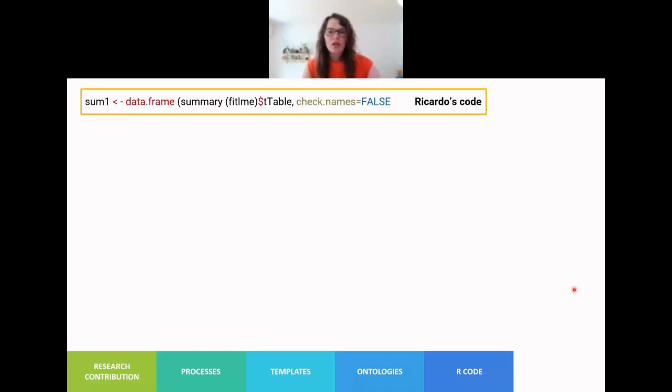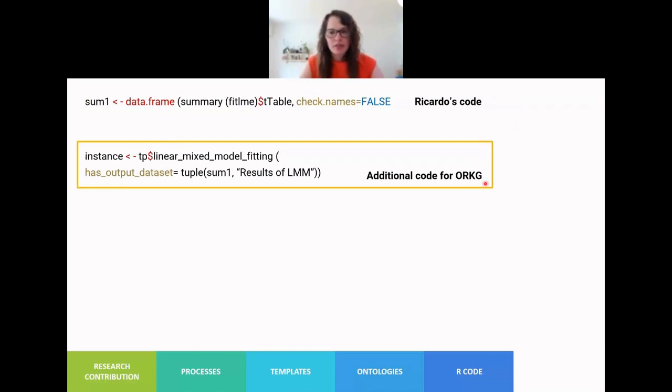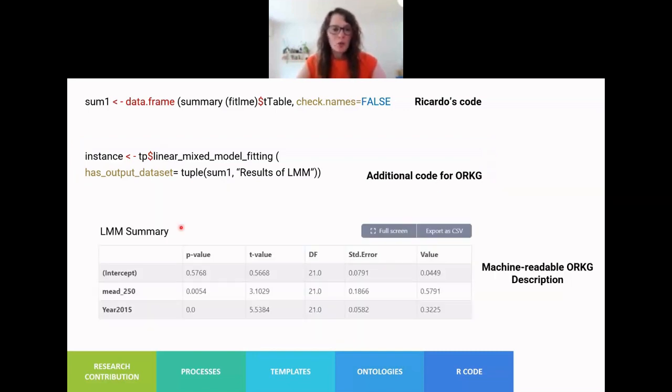So let me give you another quick example with quantitative data to give you a sense of how this could be really useful for conducting a synthesis where you're trying to compile lots of quantitative data from different publications. So here's the original code that Ricardo ran to summarize the output of the linear mixed model. Now we just add a little bit of additional code to produce a machine-readable description of the quantitative summary output, which looks like this in the ORKG.